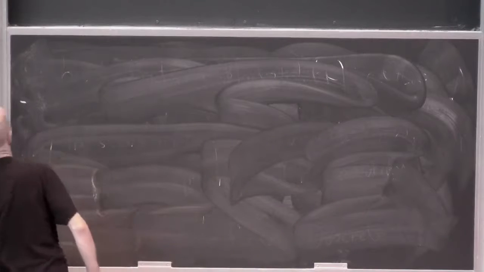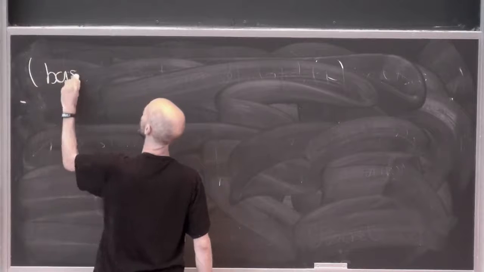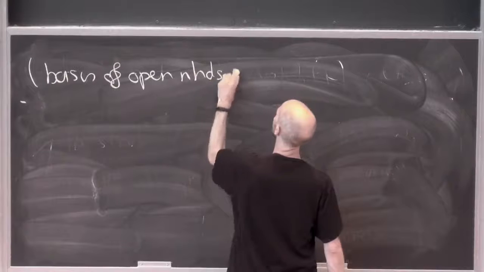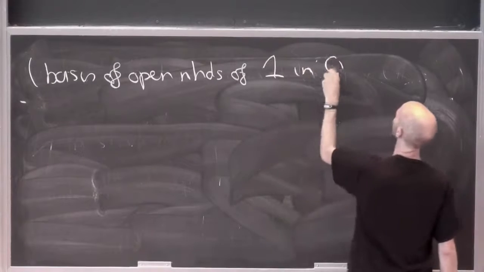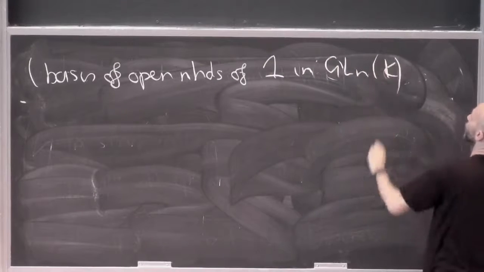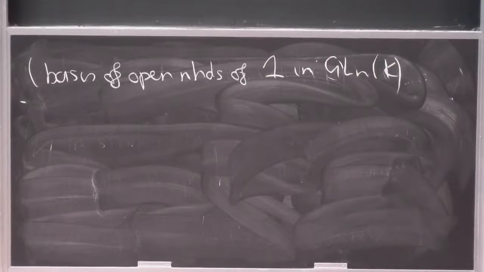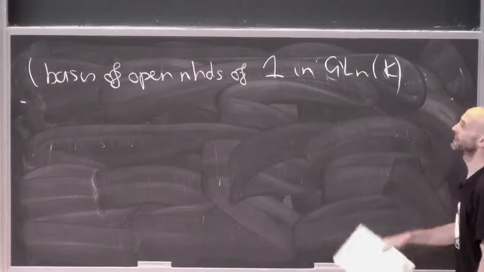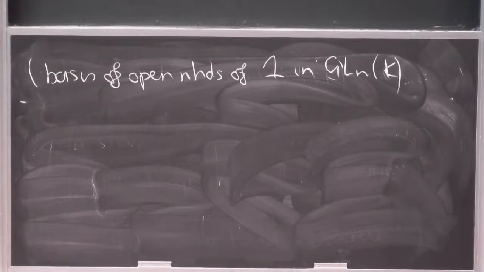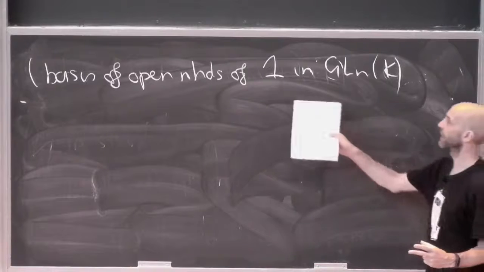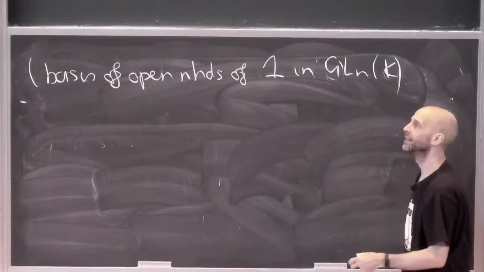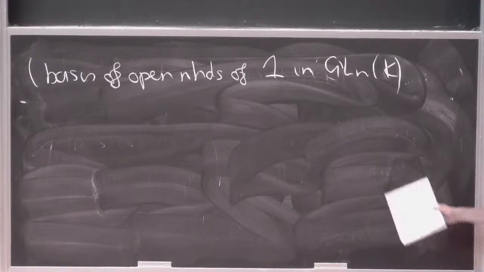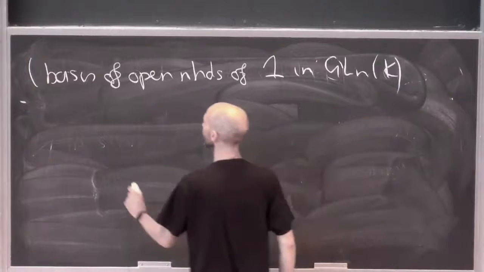So, a basis of open neighborhoods of 1 in GLN. If I have a group and I want to make it into a topological group, all I have to do is tell you a basis of open neighborhoods of 1. Because if you want to know a basis of open neighborhoods of x for some random x in your group, all you do is you take all the bases of open neighborhoods of 1, then you multiply them all by x. Because multiplication by some element is going to be a homeomorphism from a group to itself. So all I have to do is tell you a basis of open neighborhoods of 1 in GLN of K.